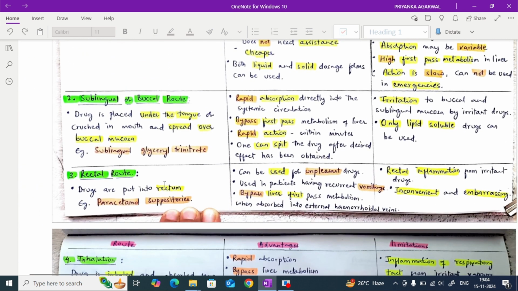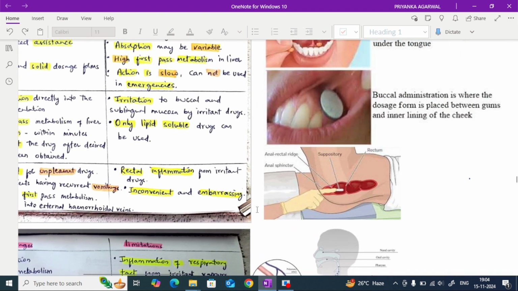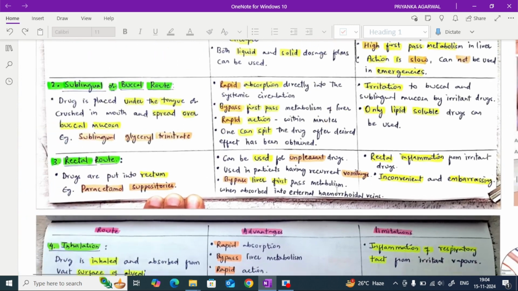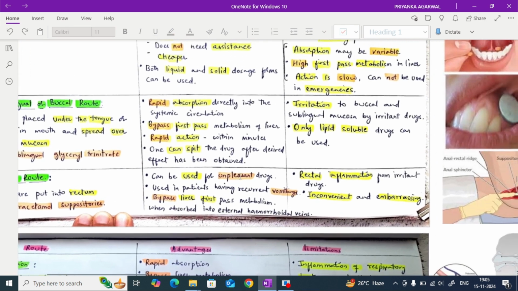Now coming to the rectal route. Okay, so rectal route means drugs are put into the rectum. So like this, the drug is pushed into the rectum. So an example would be paracetamol suppositories. So drugs which are put into the rectum are called suppositories. Okay. Now what will be the advantages here?